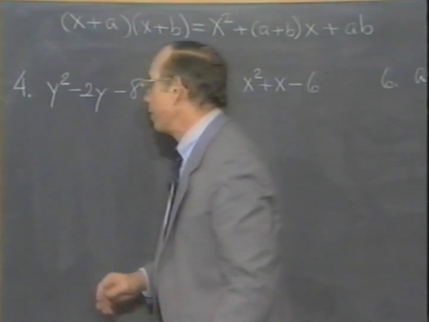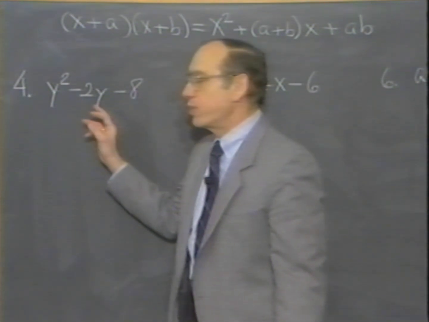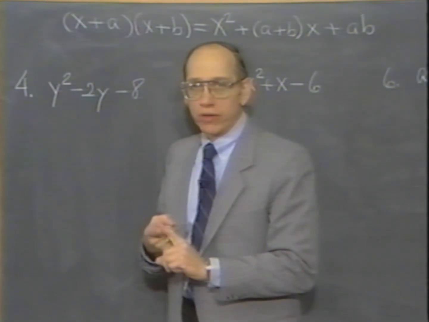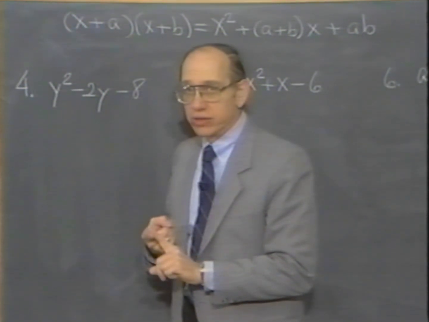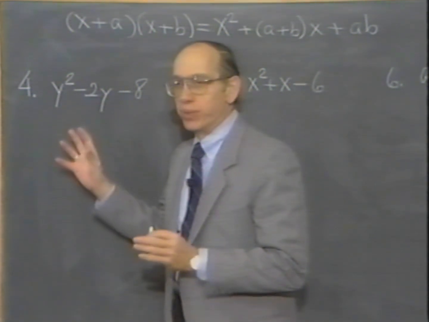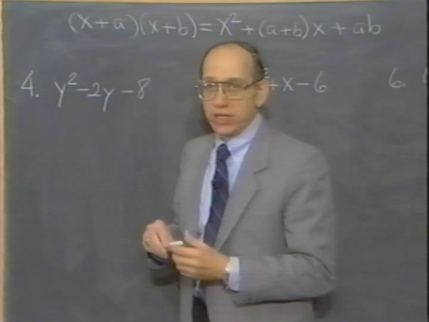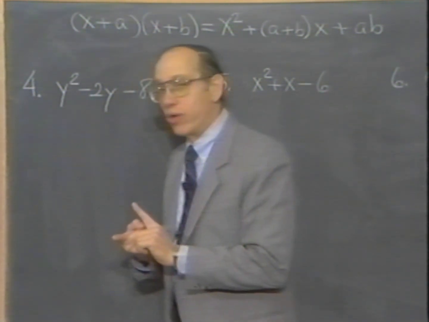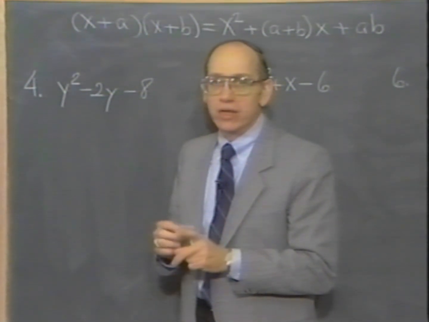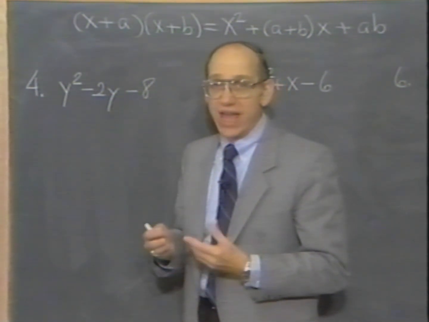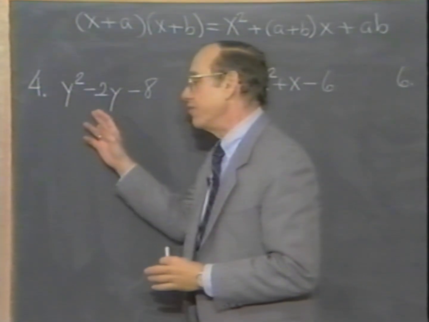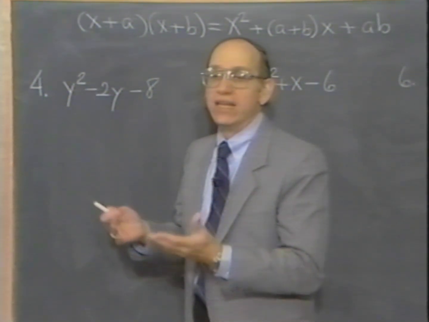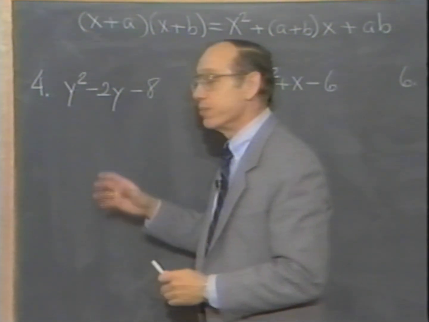Number 4, we want to factor y squared minus 2y minus 8. And of course, what we want to look for are two binomial factors, one which would be y plus a and the other y plus b. But remember, even though it says y plus a and y plus b, a and b could each be, or either be, a negative number. So that even though it says plus, we really could be writing something like y minus 5 or y minus 12 or something like that.